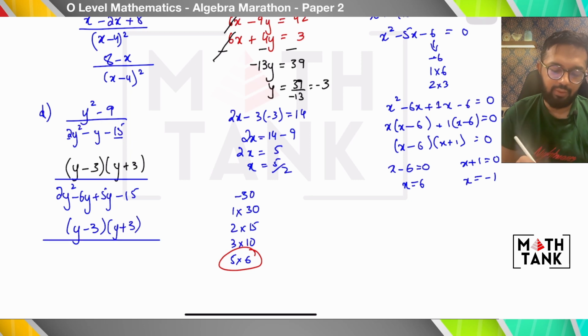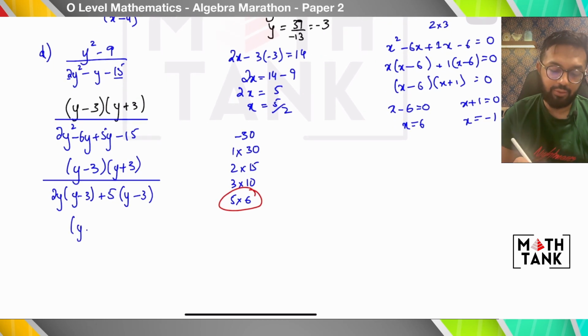What's common in the first two? It's 2y, so y minus 3. What's common in the other two? It's 5, so y minus 3. The brackets are matching, and that also tells me that something from the numerator is helping me cancel that out. y minus 3 and 2y plus 5.